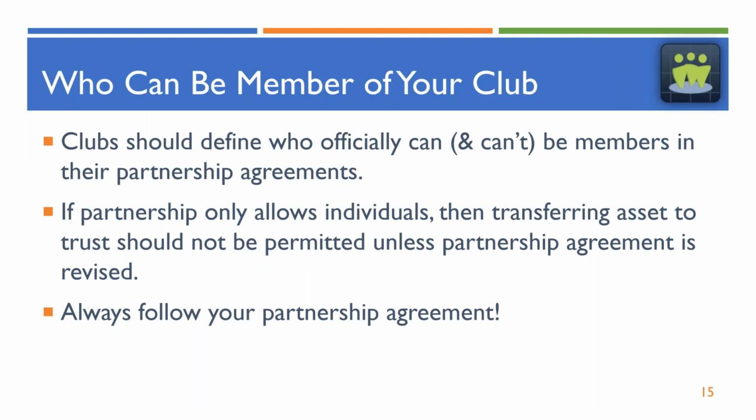So the first thing is to look at your partnership agreement, because that's where a club defines who can and cannot be a member in the club. So it's all in the partnership agreement. If it only allows individuals, then you would not permit a trust as a partner without a change in the partnership agreement. And this is my thing, always follow your partnership agreement. And remember, it is really a type of contract between all of the partners. So you want to be following what everyone has agreed upon.